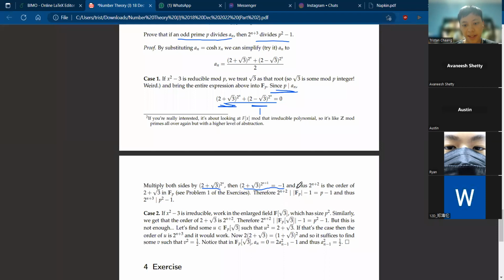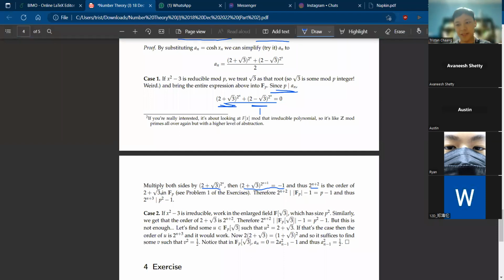Now, here is something that I didn't really prove, but let's think about this. Why is 2^(n+2) the order of 2 plus square root 3? Why is it the smallest integer that works?